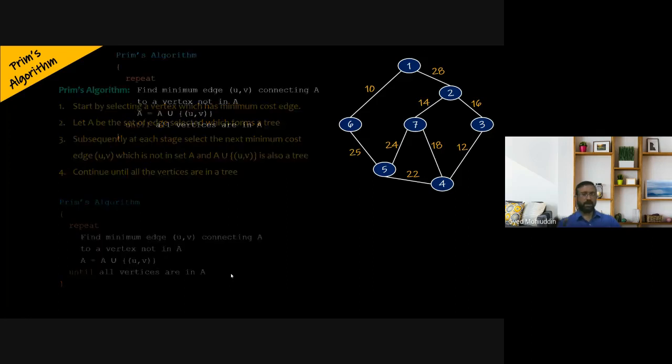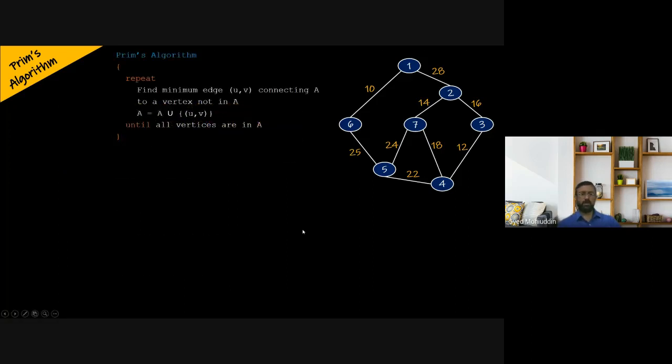Now let us practically look at how Prim's algorithm works. Let us consider the graph on our right hand side. This is the graph with 7 vertices and its respective edges, and each edge has a cost. Now we're going to construct a spanning tree T using Prim's method. Initially the set A, which contains the edges of the spanning tree, is null.